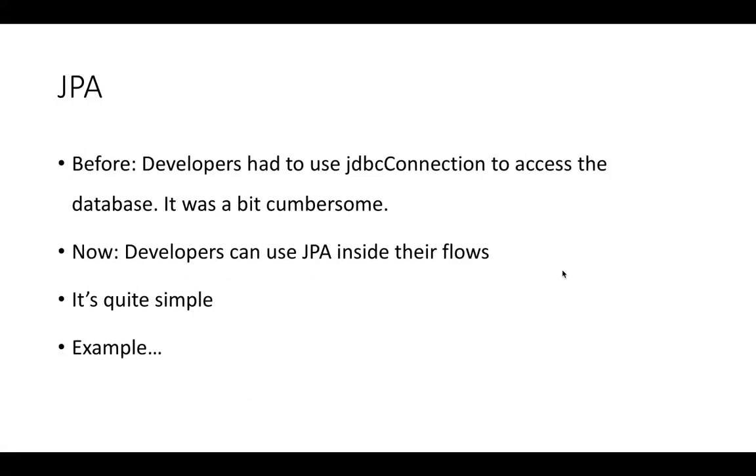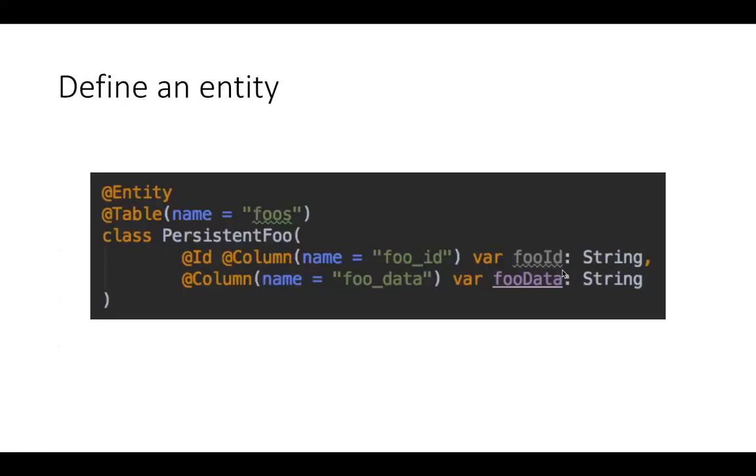It's also cumbersome and annoying because if you want to store some off-ledger data, you have to use DDL to create your own table, and then you have to create your own queries to update it and pull data from it. It's easy to make mistakes. But now developers can use JPA inside their flows. It's very, very simple. It just uses the Java Persistence API.